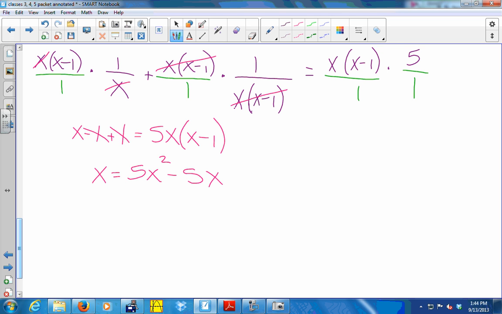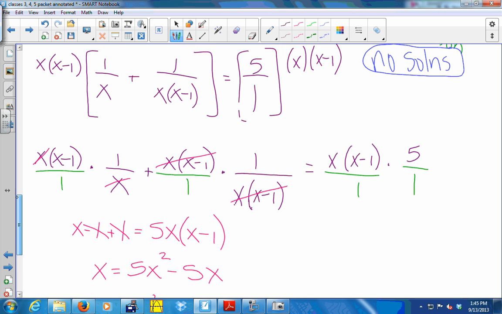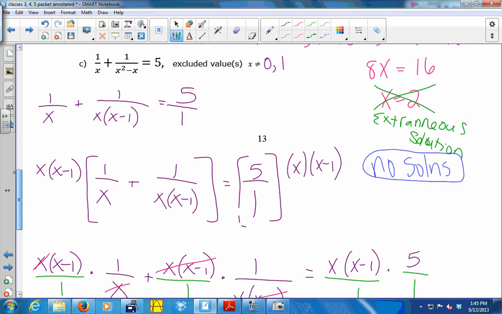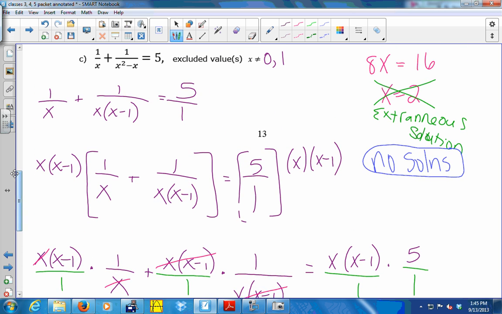So what should I do now? Add 5x to both sides. Okay, so I would have 6x equals 5x squared. How do I take out an x? If I divide both sides by x, I have to go way back up to the top here. I wrote down those excluded values. x can't be 0, right?